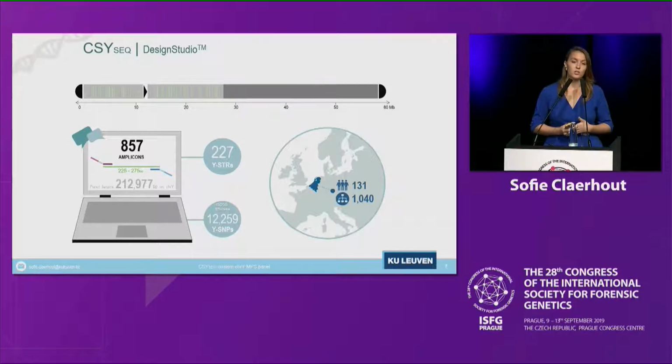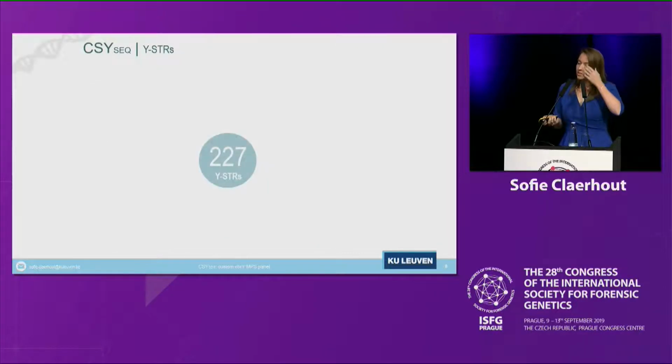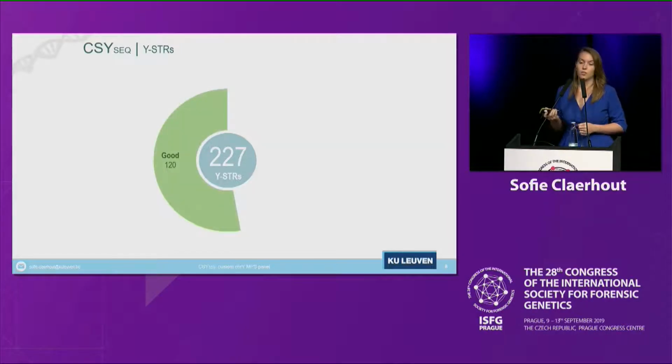These males are also genealogical pairs, so they are biologically related with a few generations apart. So our samples cover in total over 1,000 generations until now. So after data analysis using STRait Razor, we analyzed our 227 YSTRs, and until now, as data analysis is still ongoing, we already had 120 well-sequenced YSTRs.